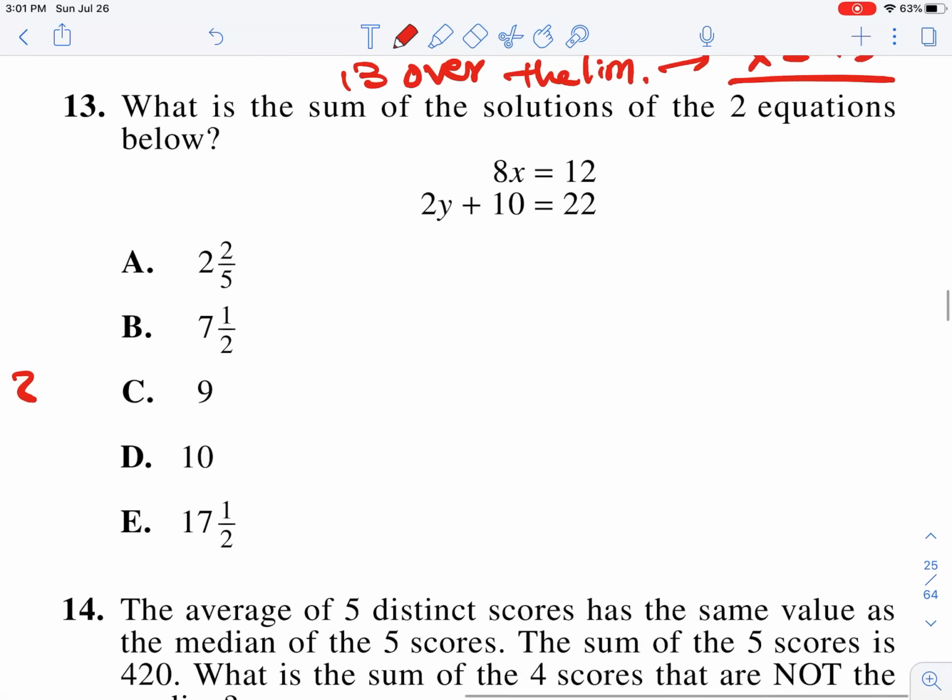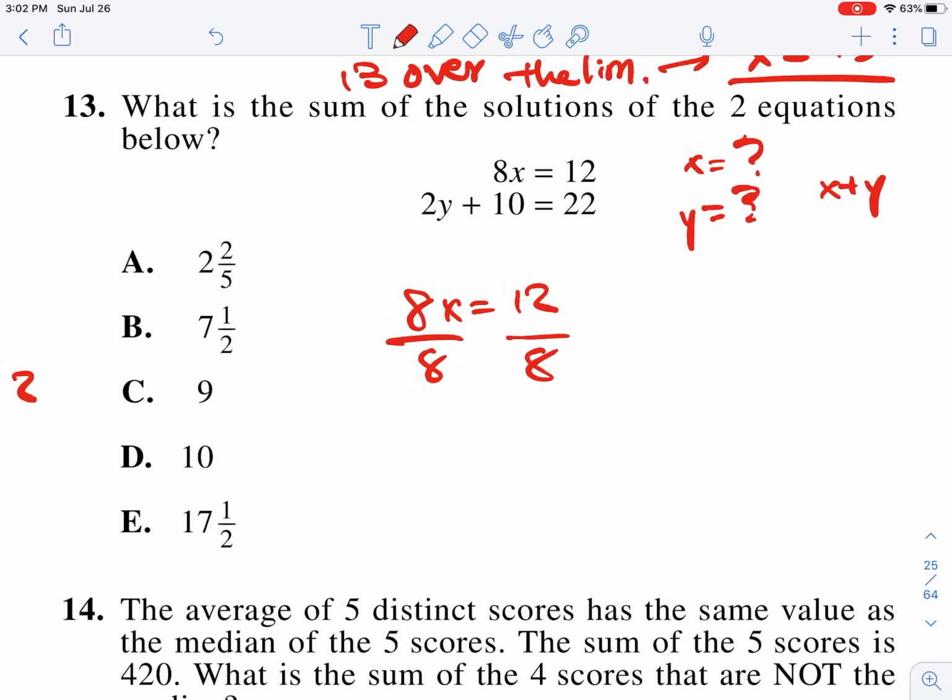What is the sum of the solutions of the two equations below? Essentially, you're going to get an x value and a y value, and you basically need to add x plus y. Let's solve for x. If you do 8x equals 12, you can divide both sides by 8. Do this on your calculator if you're not sure. You'll get x equals 3 over 2, or 1.5.